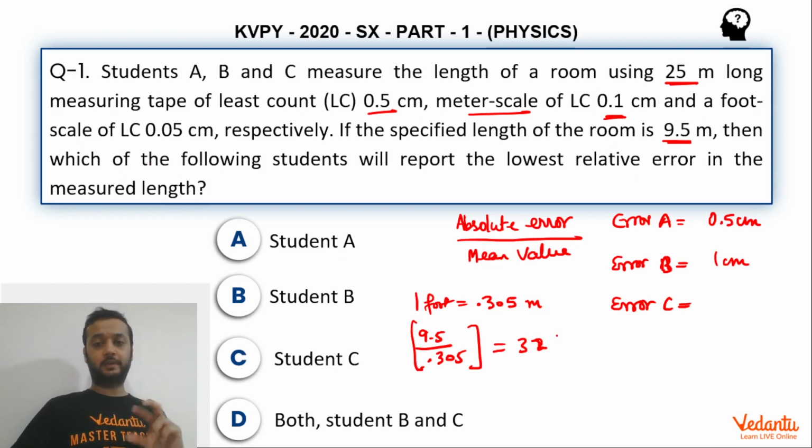So every time you measure it, you will have the error of the least count, 0.05. Using the same logic, the total error in the measurement of C will be 0.05 into 32, which comes out to be 1.6 centimeters. So you can see that the error in A is lowest, whereas the error in C is highest. So the lowest relative error will be in the measurement of A. So student A will have the best measurement in comparison to B and C. So this will be the correct answer. I hope you have understood. Thank you.